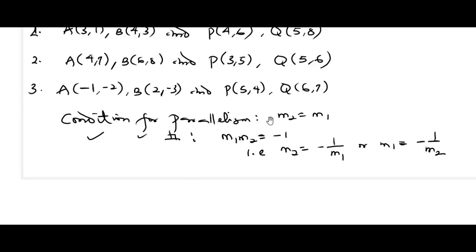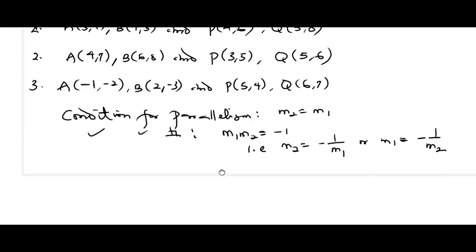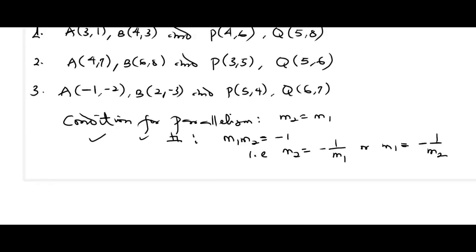Once the slope of one is equal to another, they are parallel. But once the product of their slopes gives us minus 1, then the two lines are said to be perpendicular. So let's solve these questions before us. Solution.